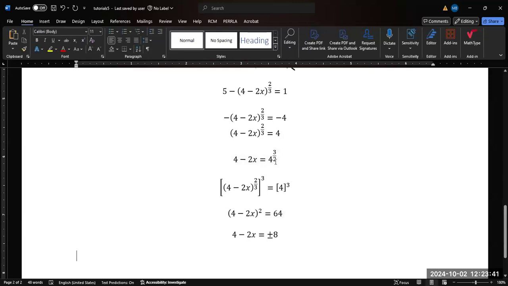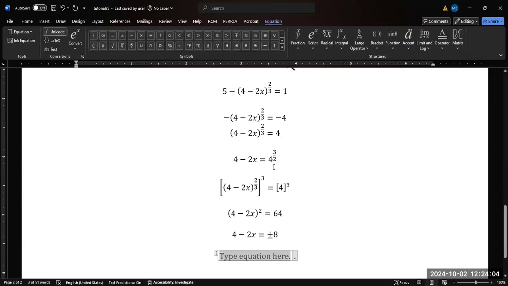And so if you do this, again, that's fine. You will still get 8. The square root of 4 is 2, the cube root of 2 is 8. But because the 2 is in the denominator, you need to keep in mind that it is plus and minus 8, not just plus 8.